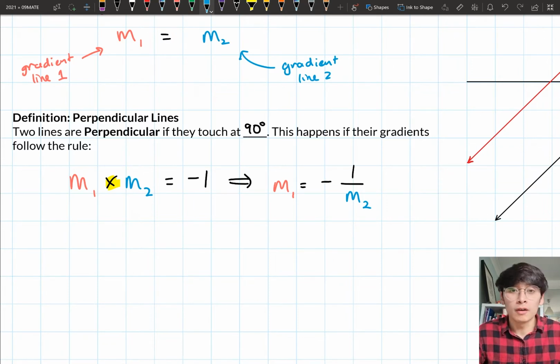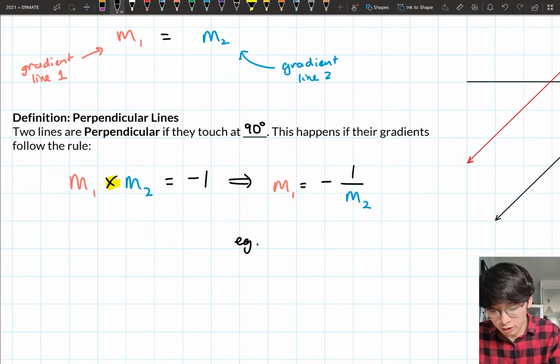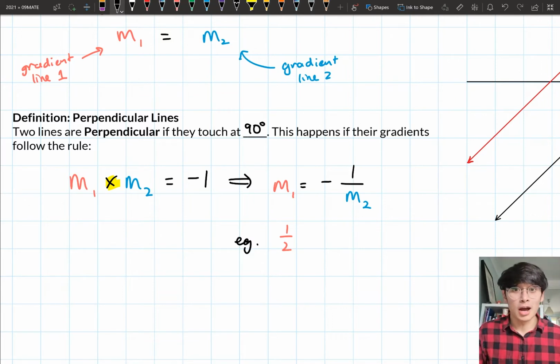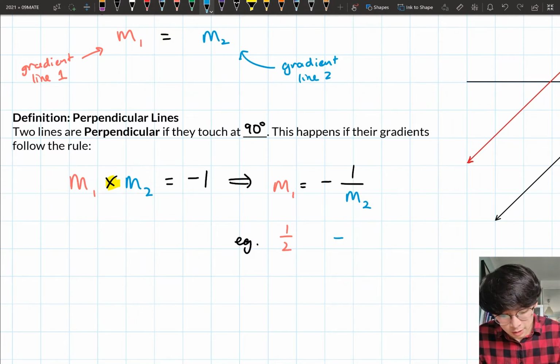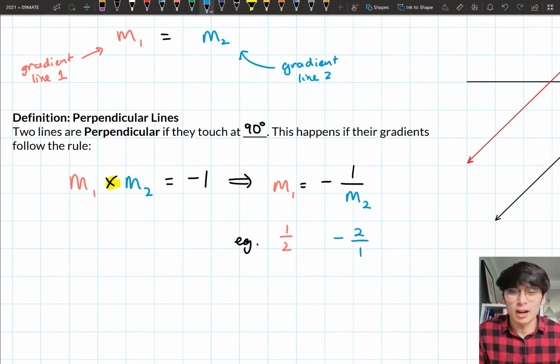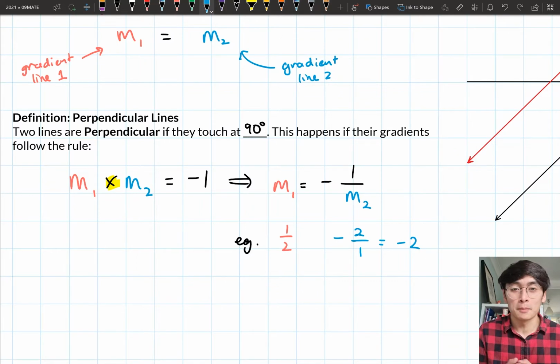When you see 1 over a particular number, that's the reciprocal. What that means is we flip any fraction, for example, upside down. So, for example, if my first gradient was a half, that would mean that the gradient of my perpendicular is going to be the negative flipped version. So it's going to be my gradient of my perpendicular is going to be -2 over 1. Now we don't write 2 over 1. That's just the same as saying -2. So that's how we can actually use this formula to help me find the gradient of a perpendicular line.